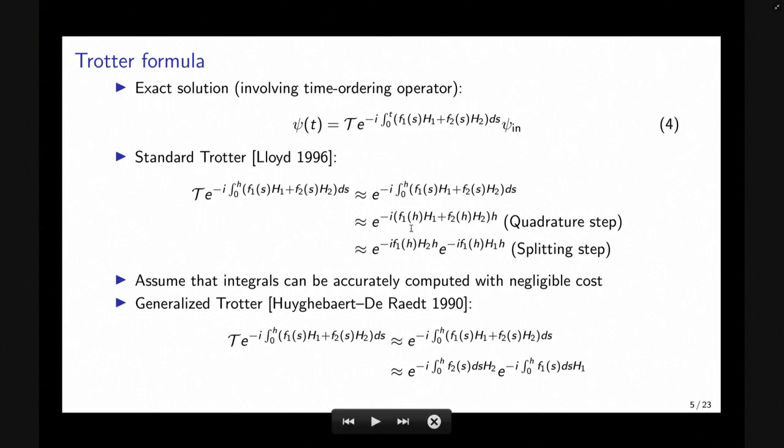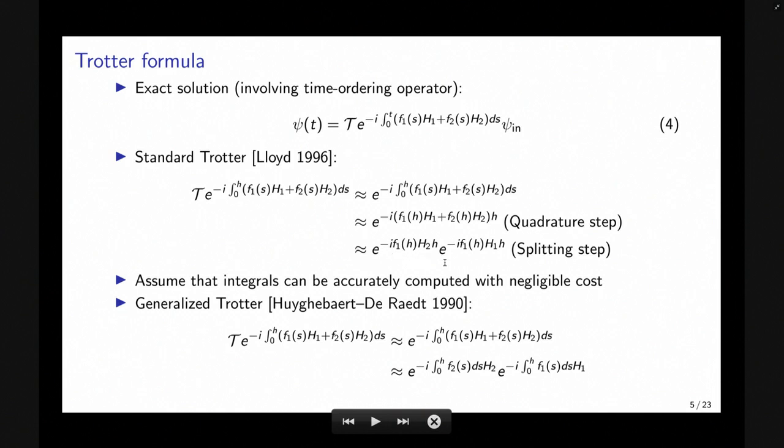So after that, this becomes a time independent Hamiltonian simulation problem, and then we can perform the standard Trotter for the time independent case, which we call the splitting step. Because we assume H1 and H2 are quite simple, we just do the evolution for H1 and H2 separately. Sorry, here is a typo. In front of H2, this should be the function f of 2.